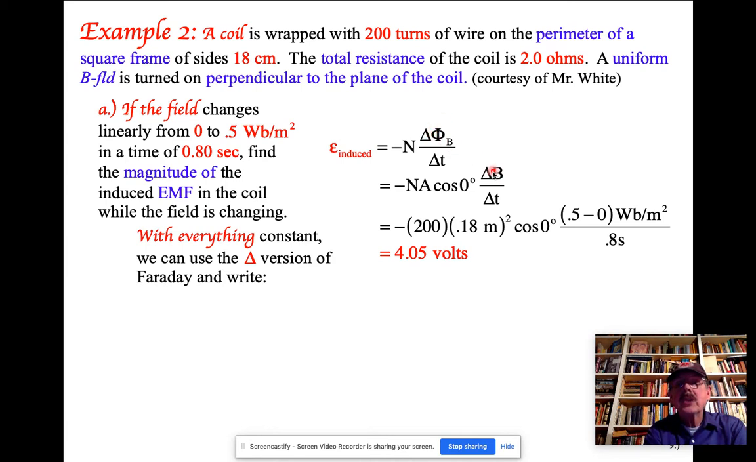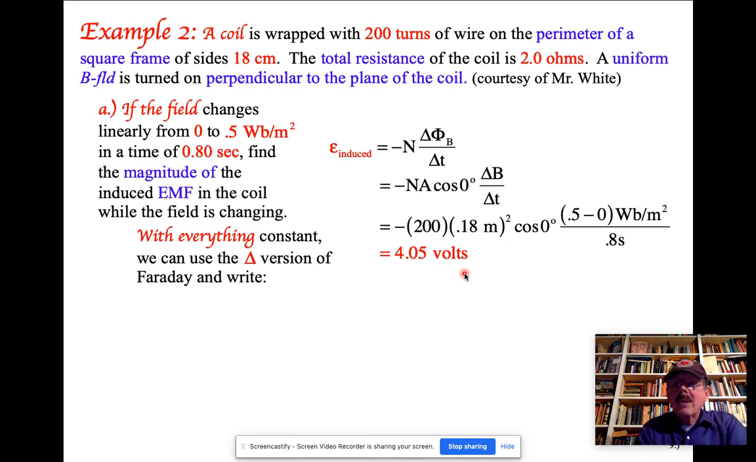B is changing. So you have change of B over change in time. Okay. A was not changing, so you could have pulled it out. And there it is. The cosine of the angle wasn't changing. You could have pulled that out. And there it is. Basically, you put in the numbers and you come up with the solution.